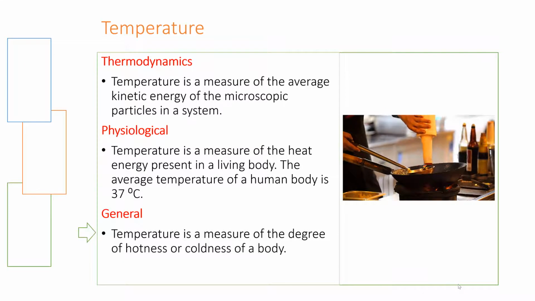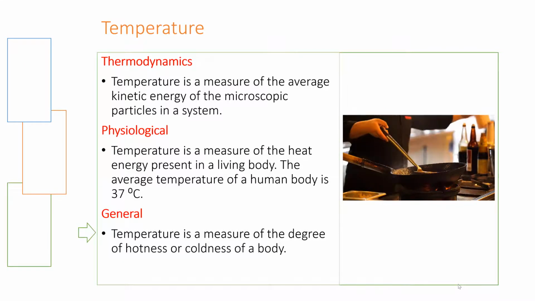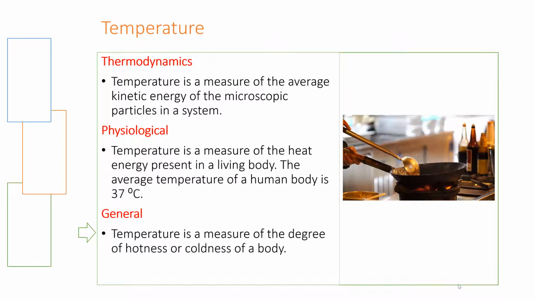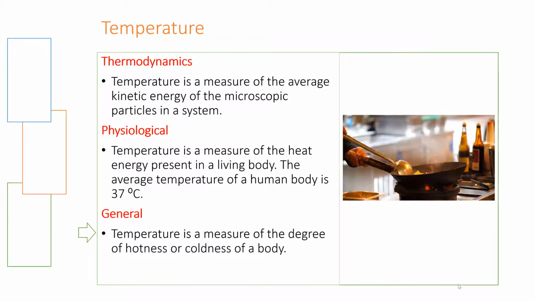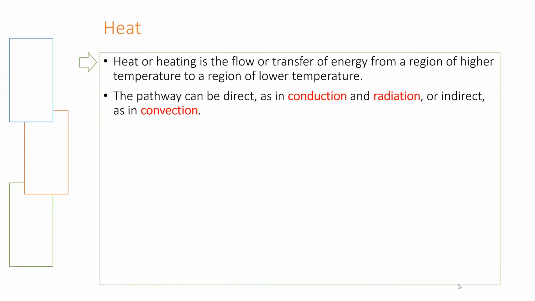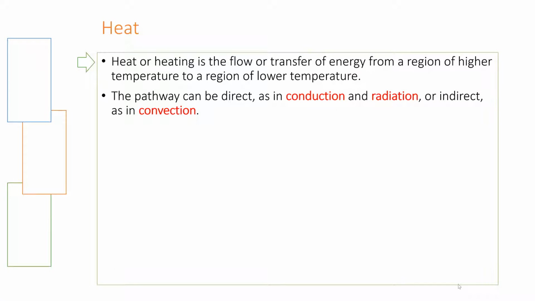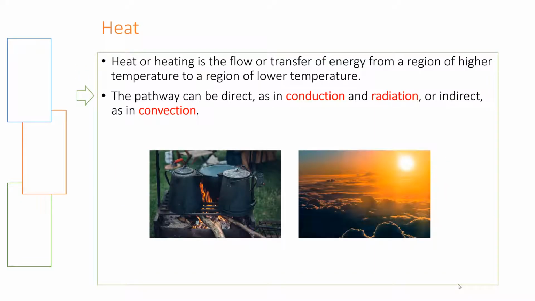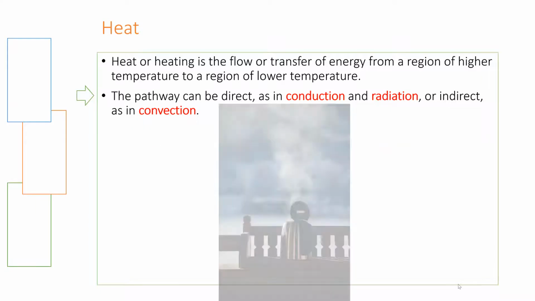The third definition of temperature is simply a measure of the degree of hotness or coolness of a body. Heat. What is heat? Heat or heating is a flow or transfer of energy from a region of higher temperature to a region of lower temperature. The pathway can be direct, as in conduction and radiation, or indirect, as in convection.